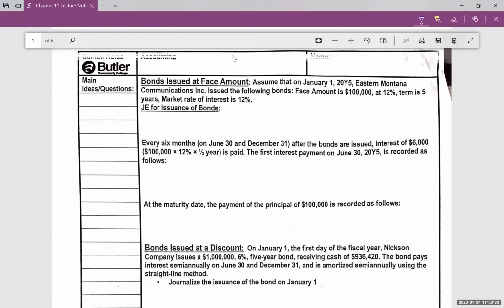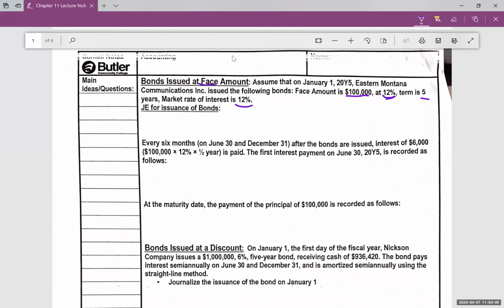Okay, so first of all, here we have bonds issued at face amount, meaning the market rate of interest and the face amount interest is equal, 12%, okay? So let's jump in here. January 1st, 20Y5, Eastern Montana Communications issued the following bonds. So Eastern Montana is trying to raise money. They go out there and they have these contracts. Anyway, they raise $100,000 worth of bonds. It has a 12% interest and the term is 5 years, okay?